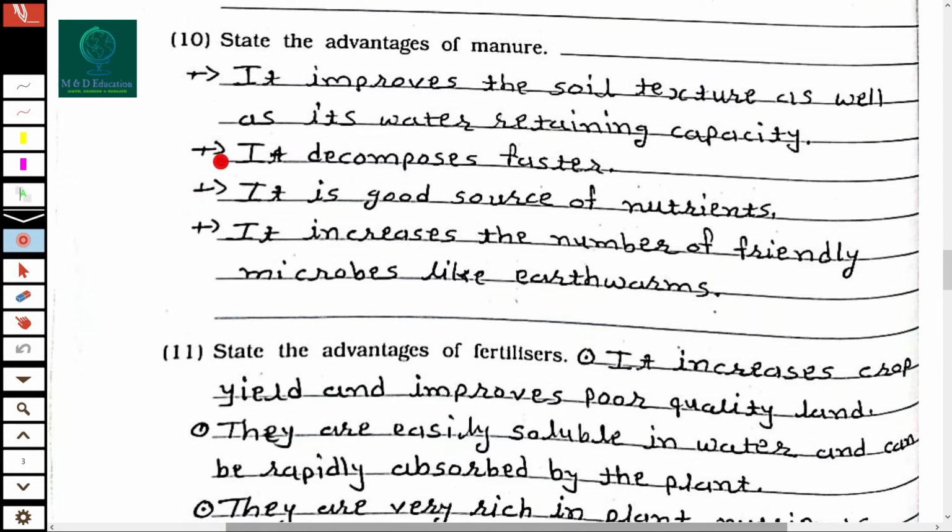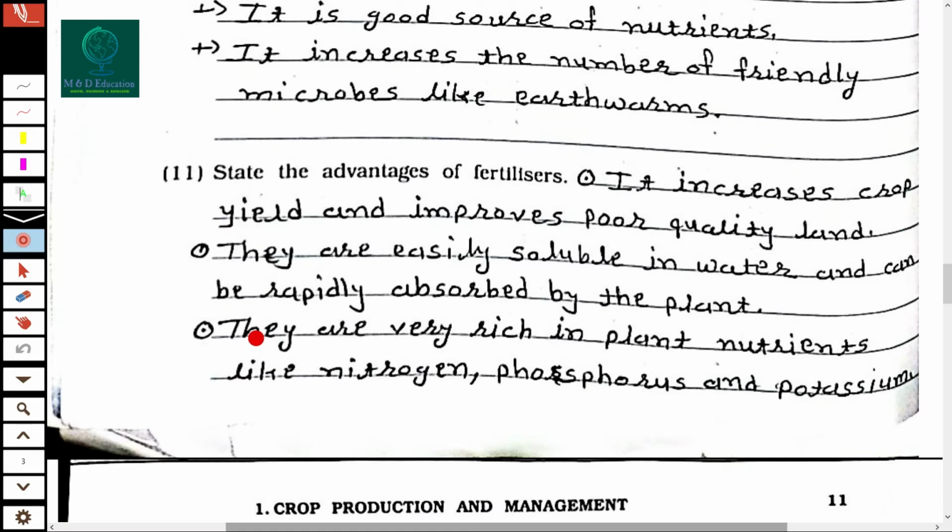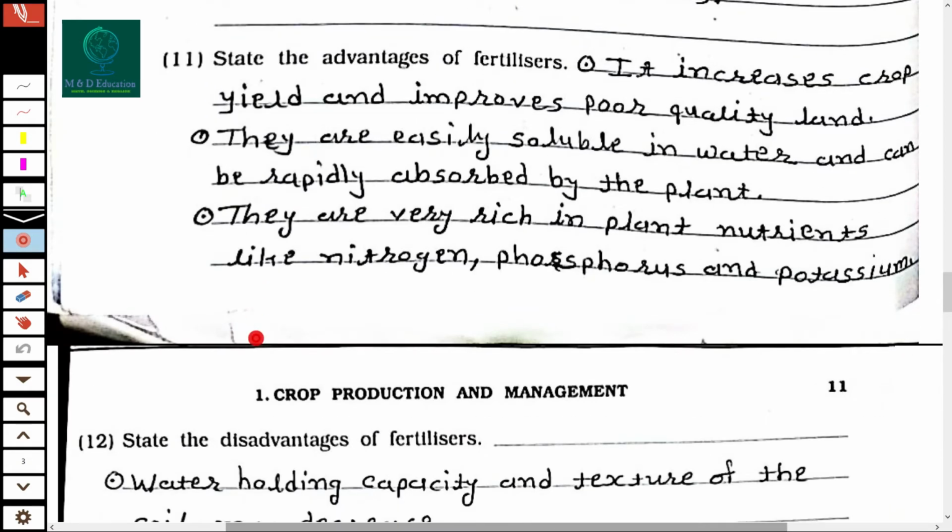And the last point, it increases the number of friendly microbes like earthworms. Okay. Now the 11th question is, state the advantages of fertilizers. So the first point is, it increases crop yield and improves poor quality land. Now the second point is, they are easily soluble in water and they can be rapidly absorbed by the plant. And the third point is, they are very rich in plant nutrients like nitrogen, phosphorus and potassium.